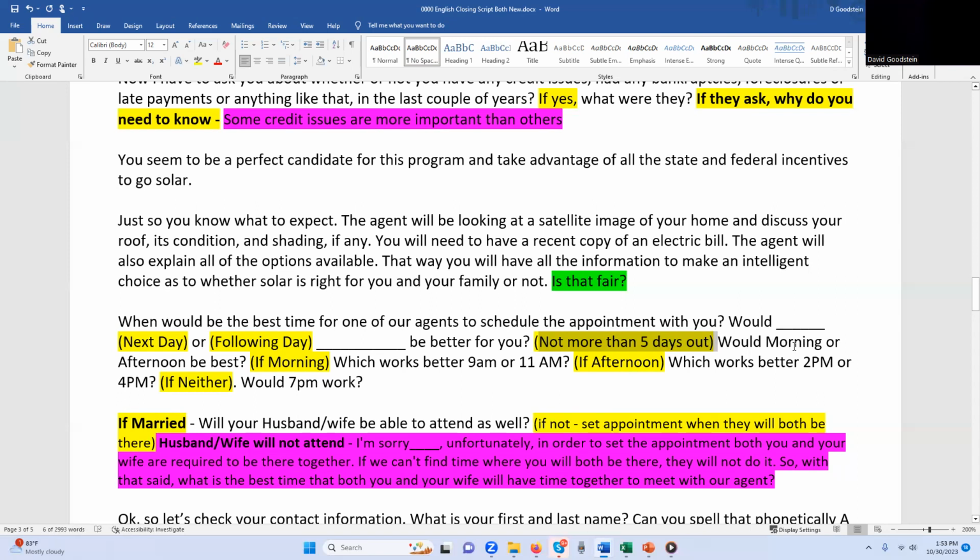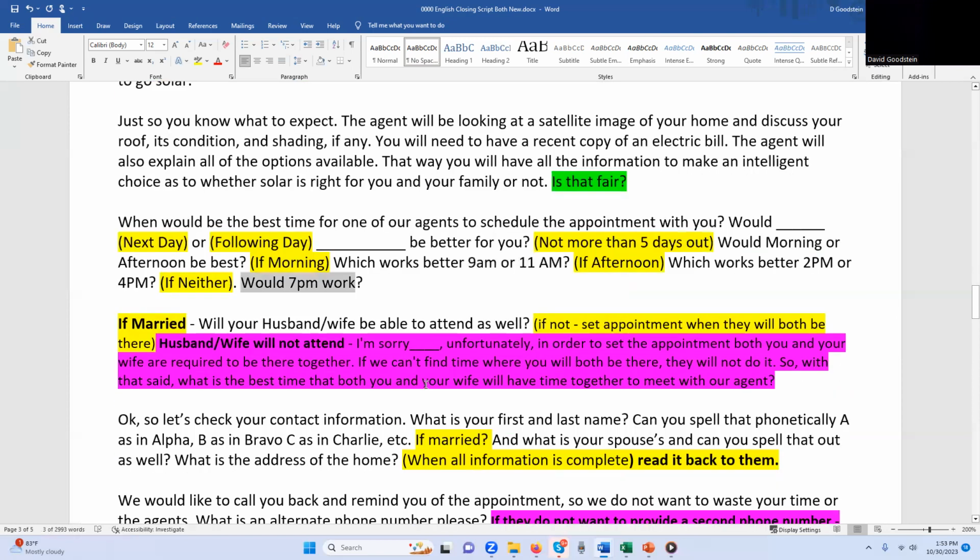Tomorrow, okay. Morning or afternoon is best. Again, option A or option B? Morning, okay. 9 a.m. or 11 a.m.? Option A or option B? If it's the afternoon, 2 p.m. or 4 p.m. If neither, would 7 p.m. work? All right.